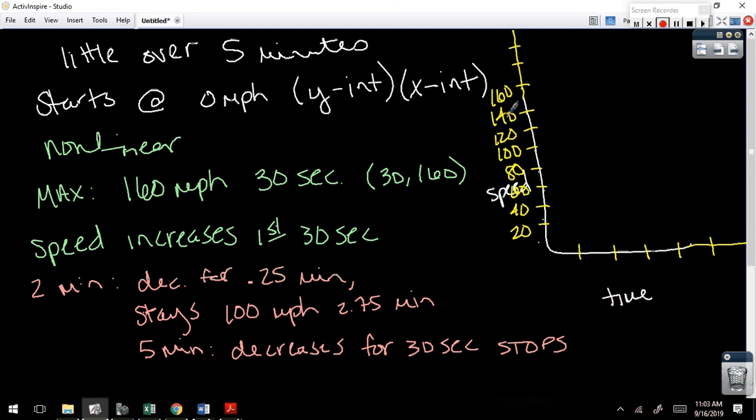So, here's what I do. I start at 0, 0, right? My max is 30, 160. Y'all want to go ahead and put that on there? Because that's easy, right? So, what is 30? 30 seconds. Which means what? I'm in minutes, so you've got to convert to half of a minute. So, at half of a minute, I'm at 160. The speed increases the first 30 seconds. That's what I just plotted. So, we're just going to connect.